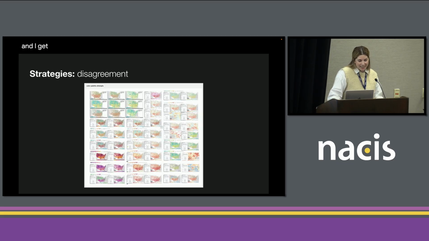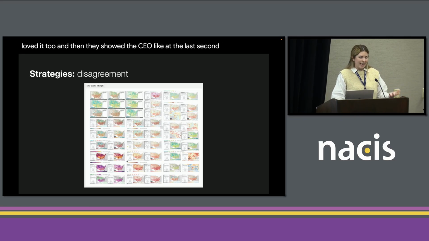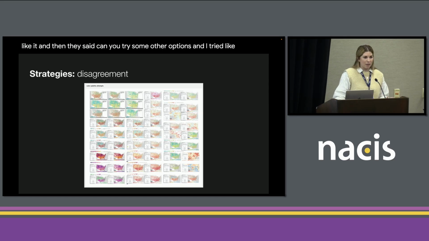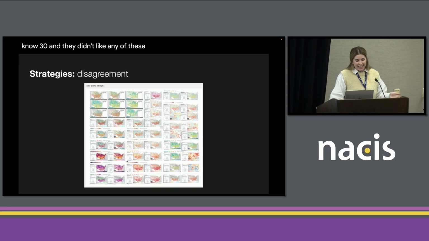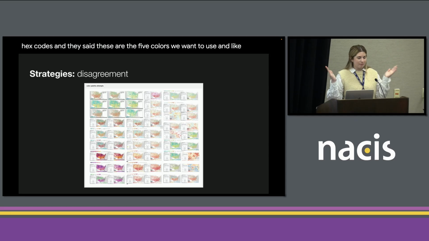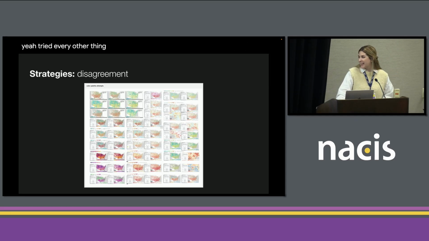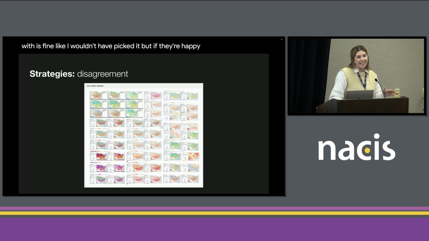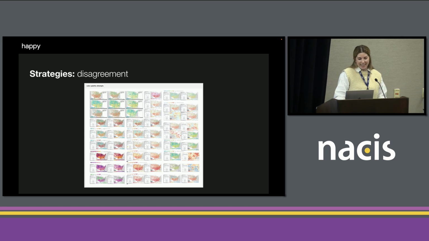An example of this that was frustrating for me, but I can deal with it now, is we spent three months on a project with one color palette that they loved, I loved it too, and then they showed the CEO at the last second, and he didn't like it. And then they said, can you try some other options? And I tried, I don't know, 30, and they didn't like any of these. And they came back and gave us hex codes, and they said, these are the five colors we want to use. And I'm like, okay, yeah. Tried every other thing I could possibly think of, and what they ended up with is fine. I wouldn't have picked it, but if they're happy, I'm happy, that's great.